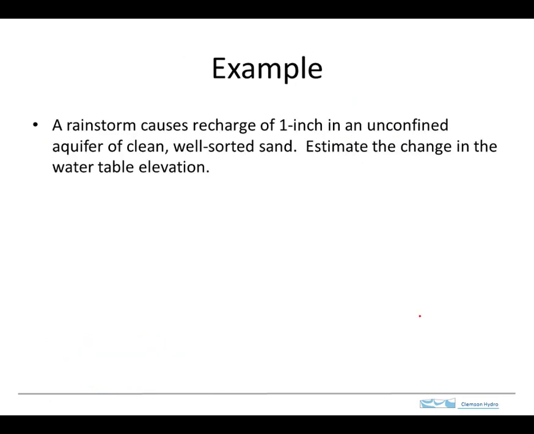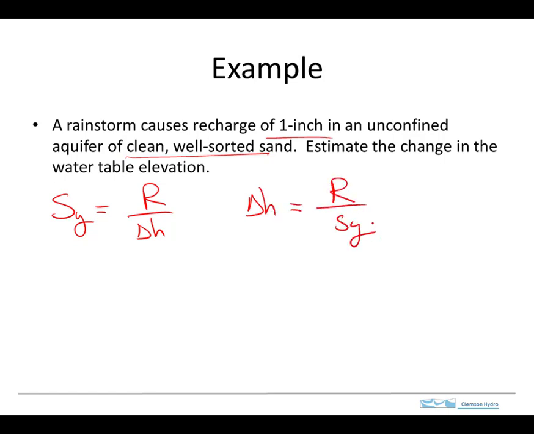So let's do an example. A rainstorm causes 1 inch of recharge in a clean, well-sorted sand. What kind of change in the water table elevation would we expect? Well, we said the specific yield was equal to the recharge times the change in height. So the change in height would be equal to the recharge divided by the specific yield. And the specific yield of clean, well-sorted sand, well, we go back.